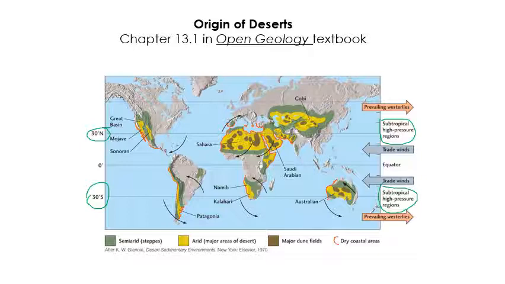Another reason is it could be in a rain shadow, right? So if you have westerly winds coming between 30 degrees and 60 degrees, and there's mountains in the way, then we've got a rain shadow over here. And so some of these deserts are influenced by rain shadows. Some of them are influenced by both a rain shadow and subtropical high pressure, and that makes them very dry.